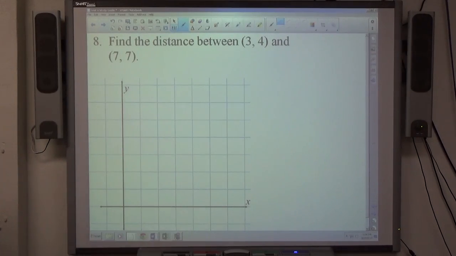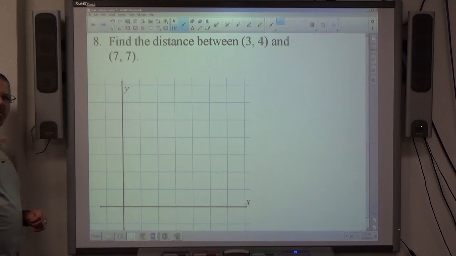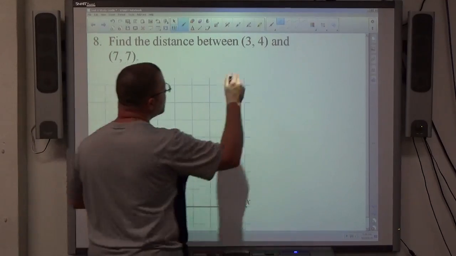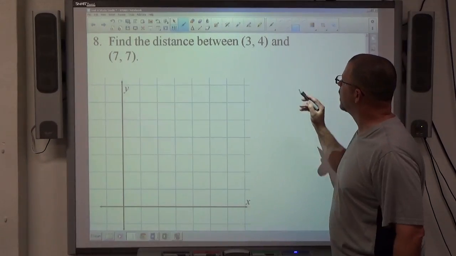Number 8. I did not include graph paper on the practice test. I'll try my best to remember to put graph paper on the test itself. If I forget, somebody be brave enough to say, Mr. Klein, can I have graph paper? And that'll remind me and I'll make sure I pass it out to everybody. But anyway, I'll try my best to remember to put graph paper on the other test.